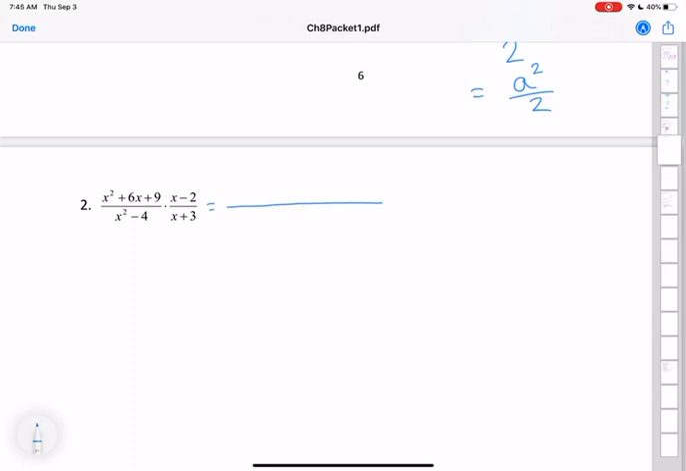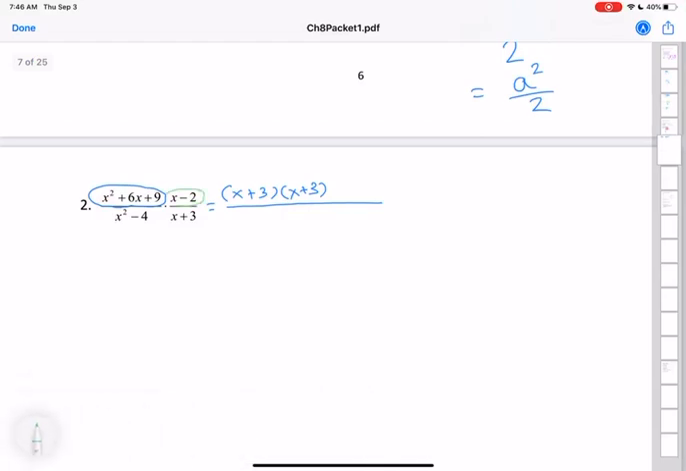Okay, so for x squared plus 6x plus 9, this first one, to factor that has a leading coefficient of 1, means I can jump to my shortcut. I'm looking for two numbers that multiply to 9 but add to 6. It's going to be a plus 3 and a plus 3.